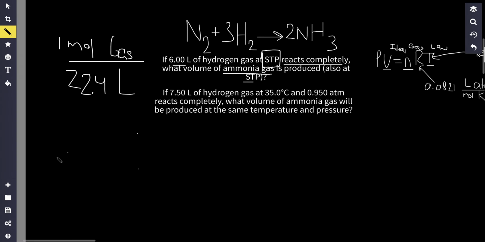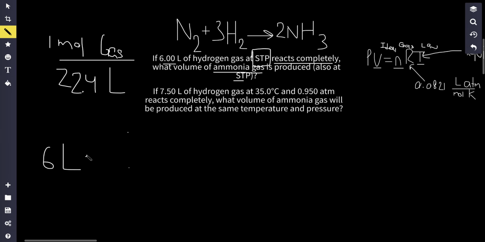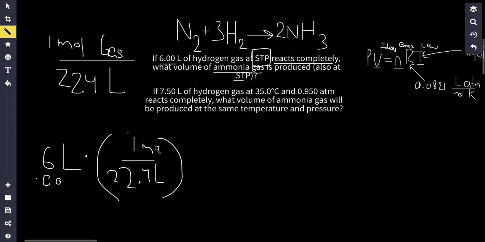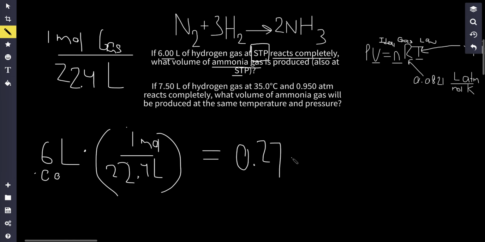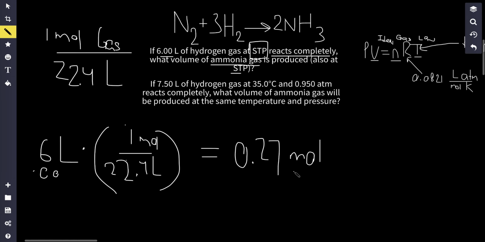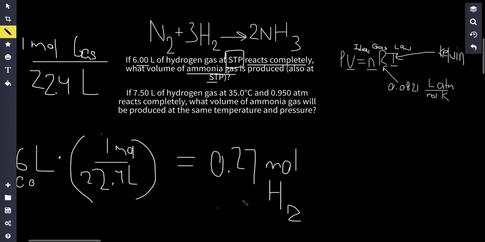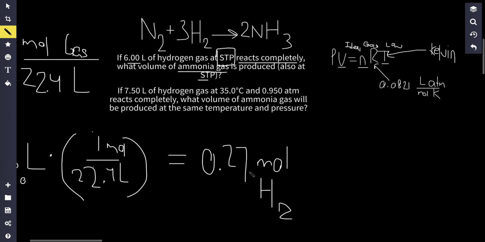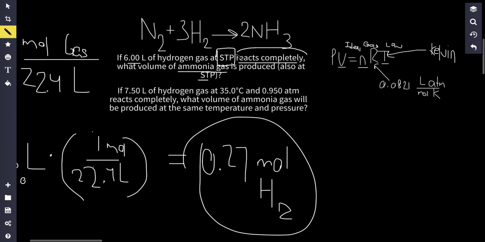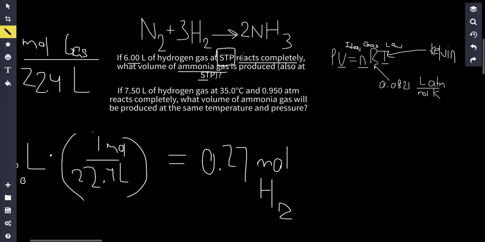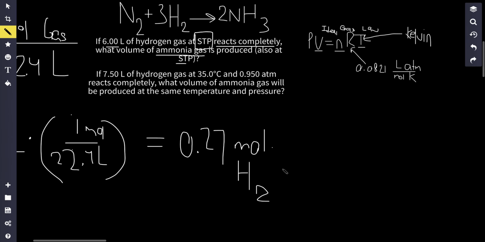If we have 6 liters of our gas, that means that we can convert this into moles. If we have 6.00 liters of gas, how many moles of hydrogen gas do we have? Around 0.27 moles of H2, hydrogen gas. Now we say that this 0.27 moles of hydrogen gas reacts completely, so we're going to produce all the ammonia right over here.